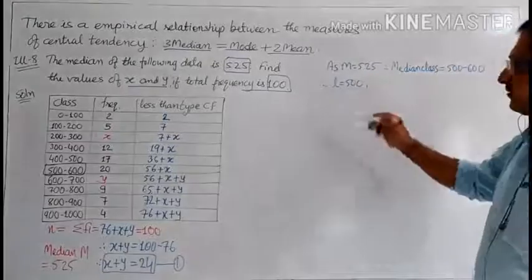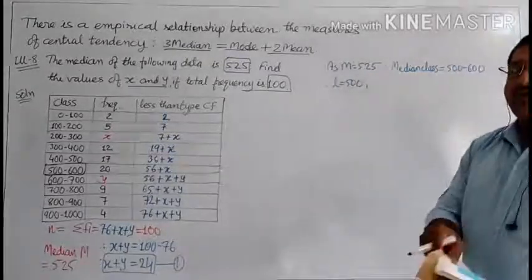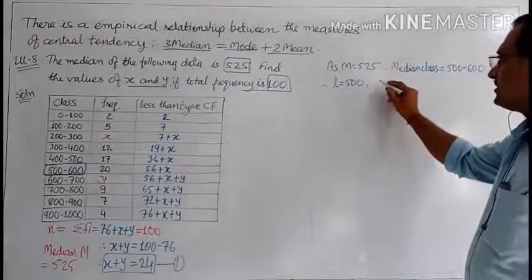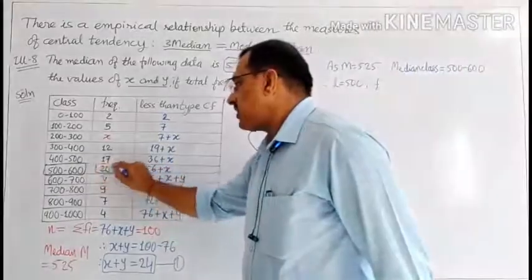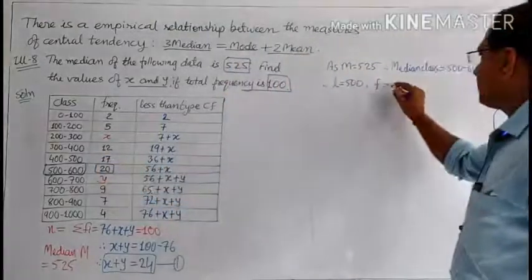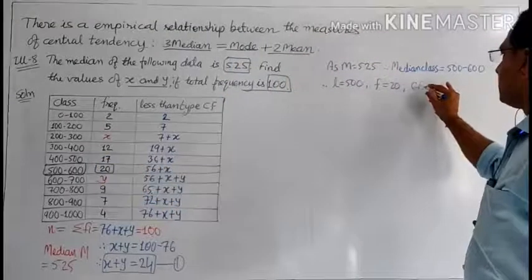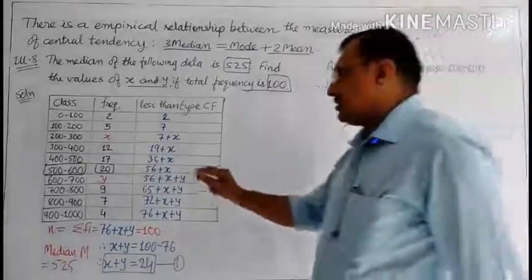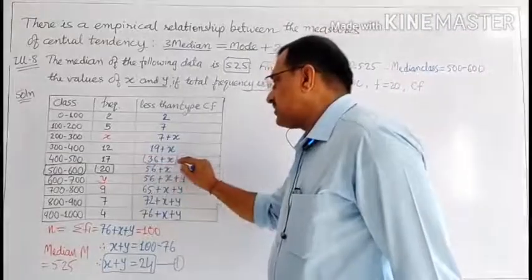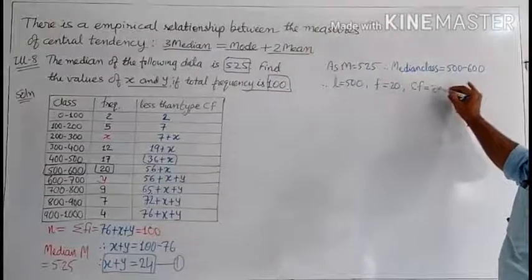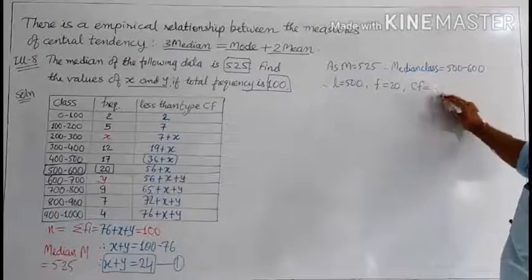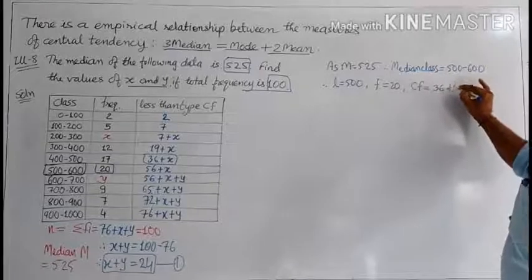We need one more thing, the frequency of the class. The frequency of the median class is 20. And the cumulative frequency of the class previous to the median class is 36 plus X, that is, X plus 36 or 36 plus X.